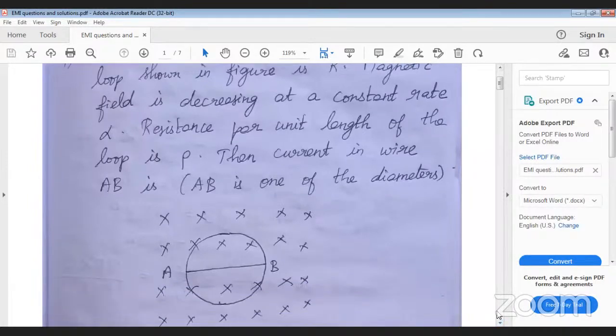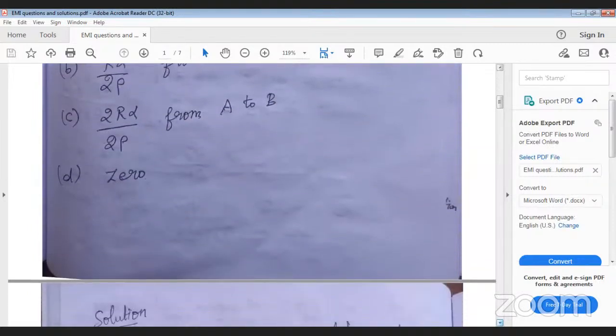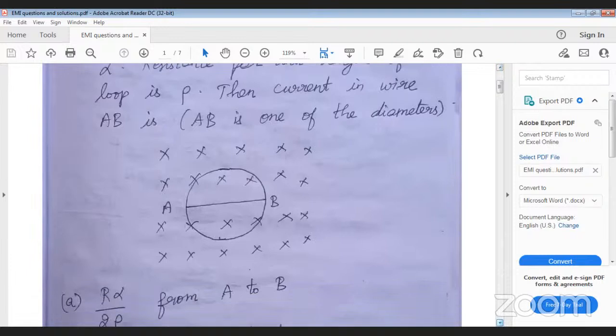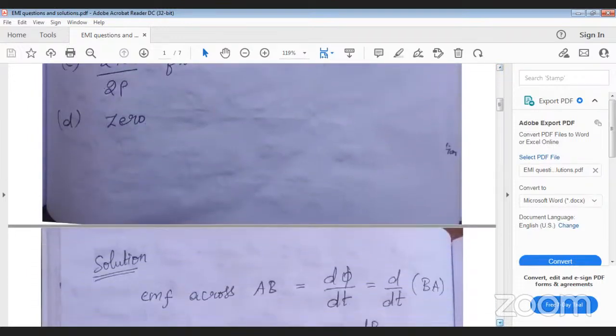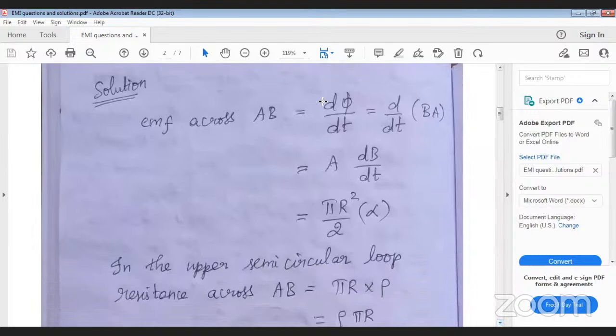So for calculating the current, we have to apply Ohm's law, I equal to E by R, that is the induced EMF divided by resistance. To use that formula, we need to find out the EMF induced in the wire AB first. So the EMF across AB is d phi by dt.